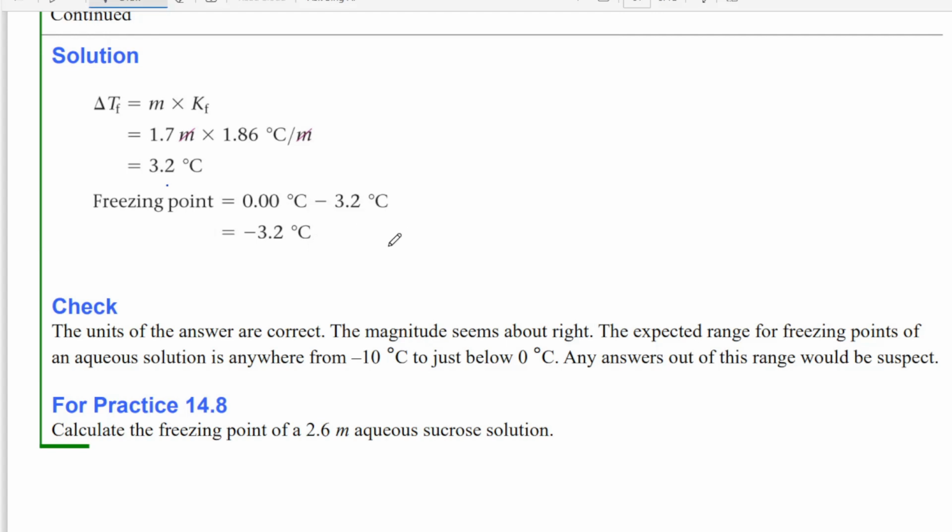You might be wondering how we knew to subtract. Well, this is freezing point depression, and the freezing point is always depressed. So you subtract the change in freezing point.